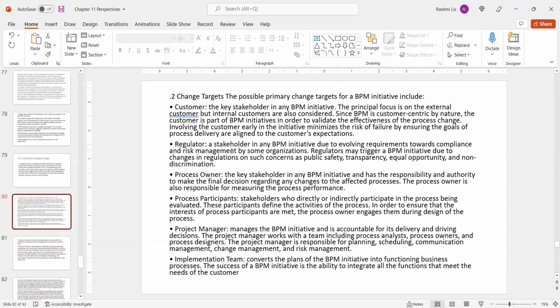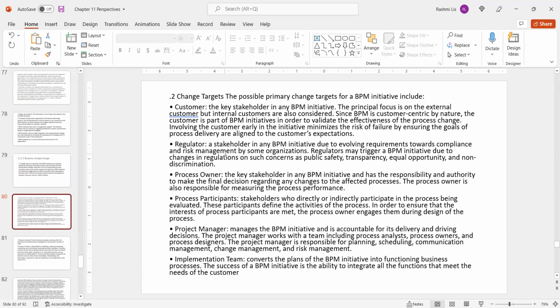of the process change. A regulator, a stakeholder in any BPM initiative due to evolving requirements towards compliance and risk management by some organizations. Regulators may trigger a BPM initiative due to changes in regulations on such concerns as public safety, transparency, equal opportunity, and non-discrimination. Process owners, the key stakeholder in any BPM initiative, have the responsibility and authority to make the final decision regarding any changes to the affected processes. The process owner is also responsible for measuring the process performance.